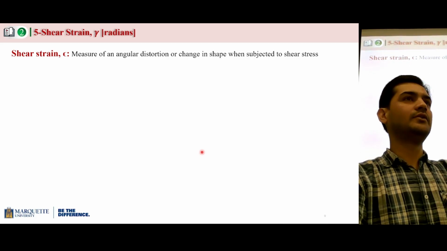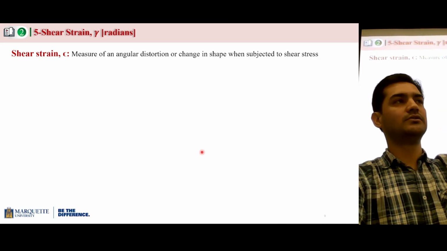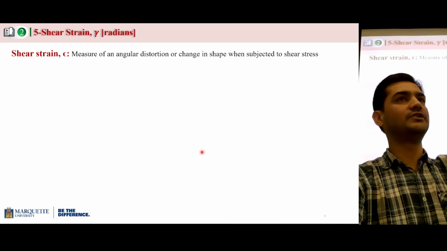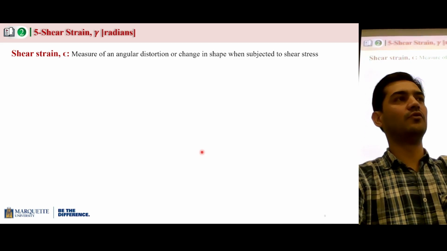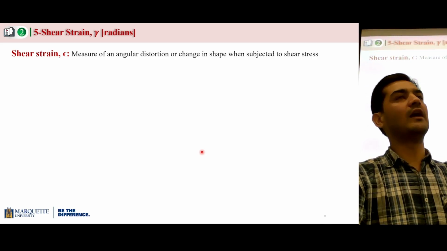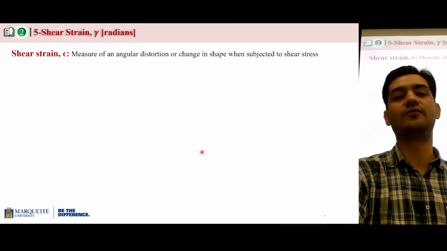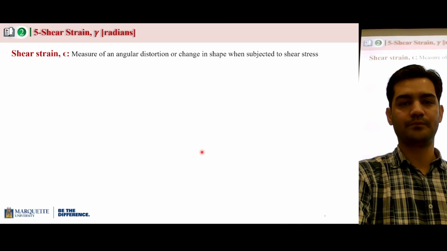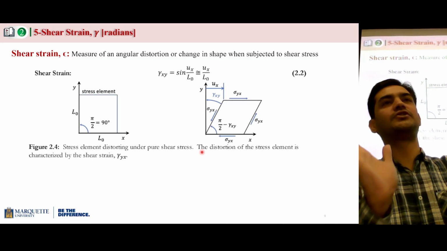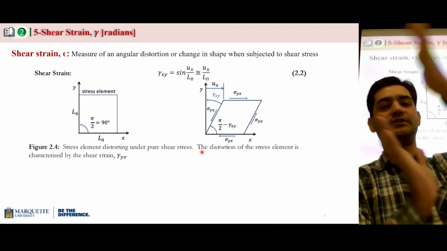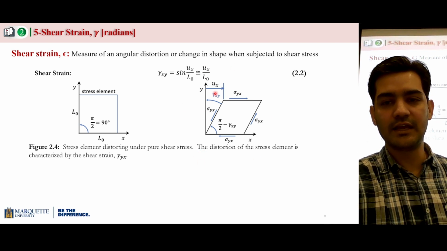Like you have two types of stresses, you also have two types of strains. So you have a normal strain and you have a shear strain. Normal strain is because of the normal force and the normal stress. And when you have a shear force, you're going to have shear strain because of the shear force and shear stress. And what shear strain does is that it distorts the shape. It creates an angular distortion. This angular distortion can be seen in this figure.